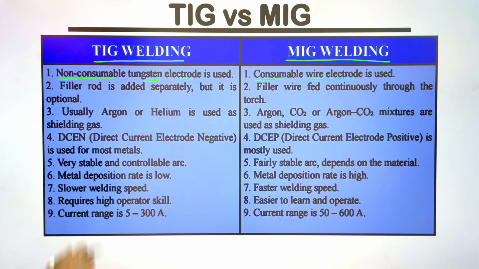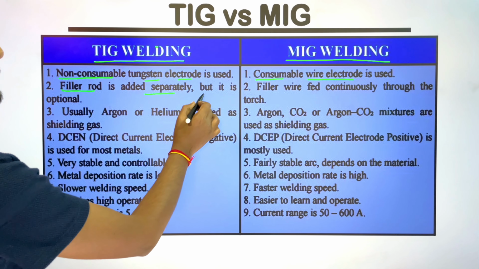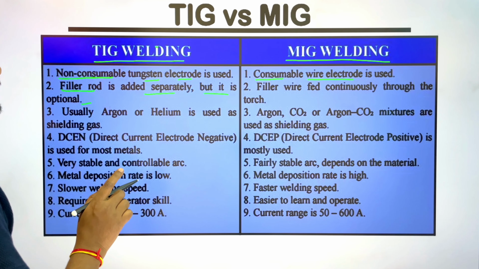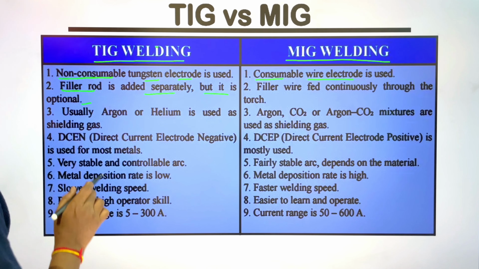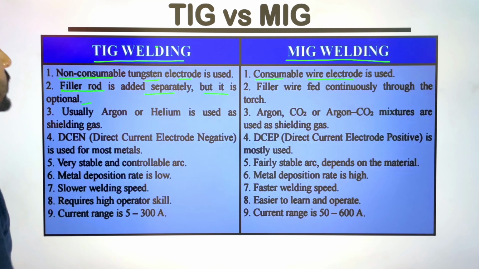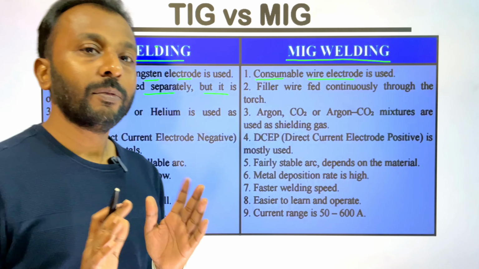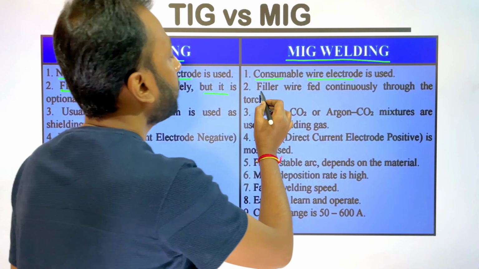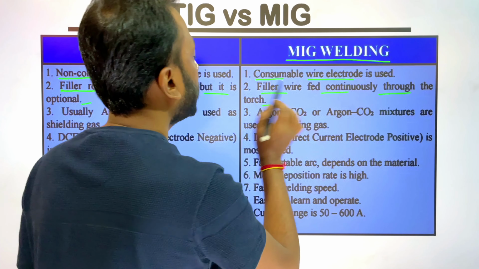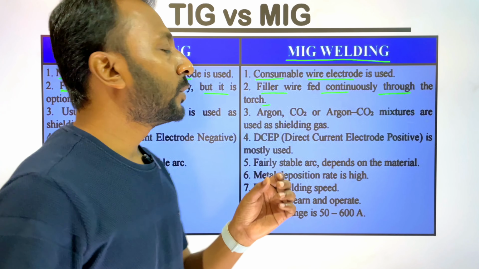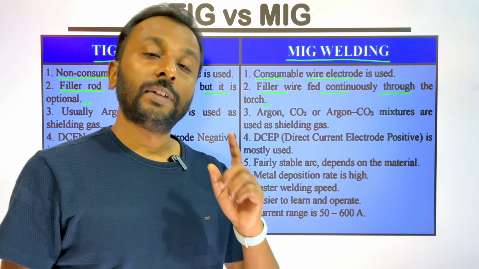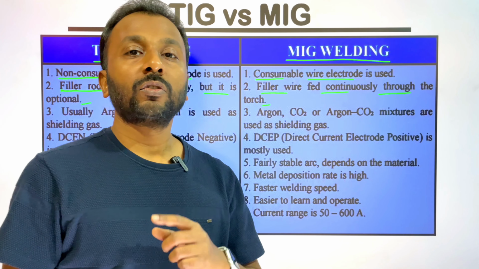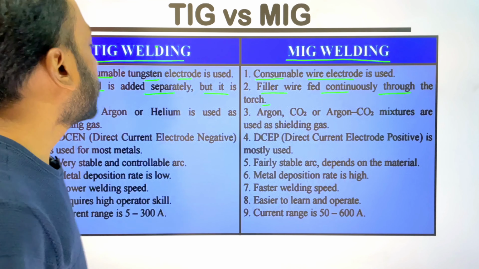So the second difference is that the filler rod is added separately, but it is optional. So in TIG welding we use non-consumable tungsten electrode, but if needed we add filler rod to the welding joint separately. It is not compulsory, it is optional. But in MIG welding, filler wire is fed continuously through the torch. That is compulsory, and that filler wire also acts as the electrode. That is the second difference.